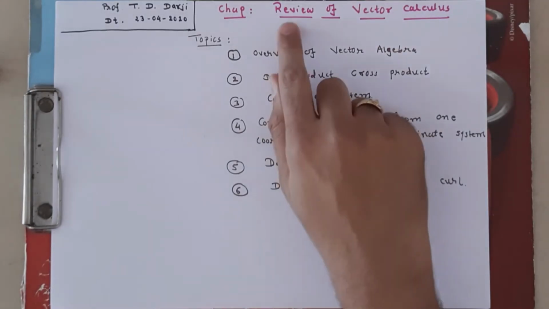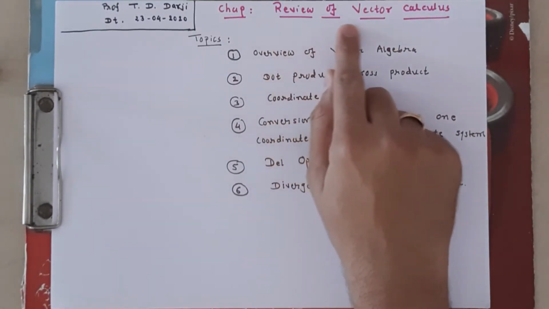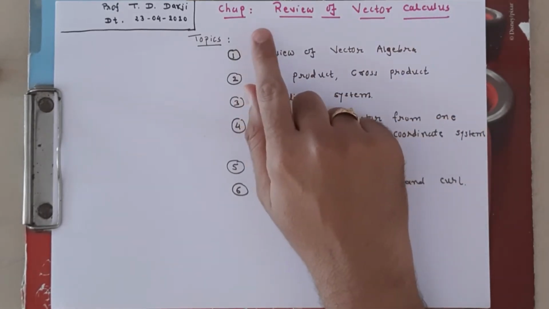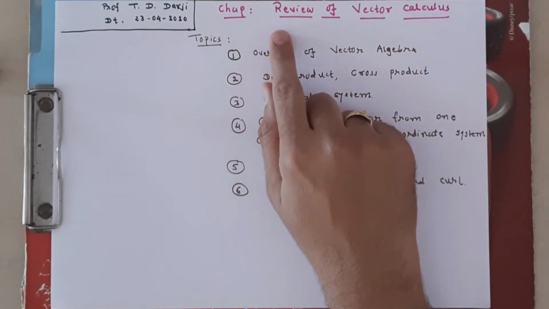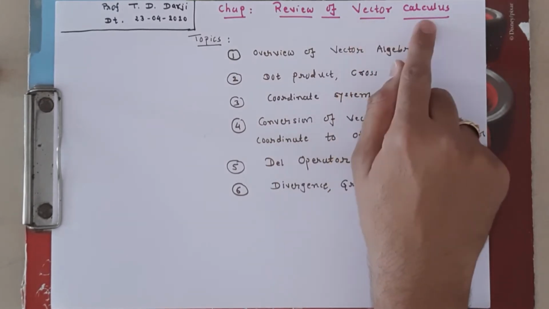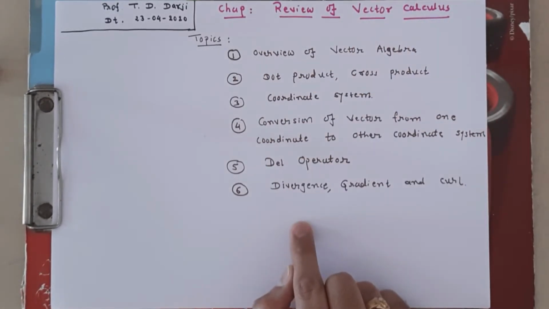Hello, we start a new chapter, review of vector calculus. This was the first chapter of our subject, electromagnetics. The chapter name is vector calculus and these are the subtopics of this chapter.